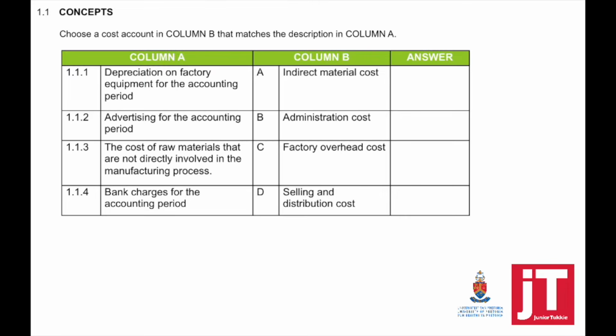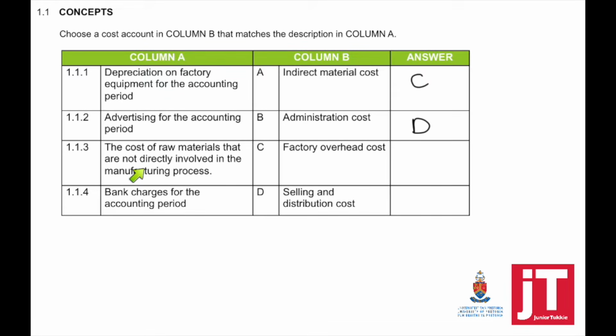Now, if we look at question 1.1, concepts: choose the cost account in column B that matches the description in column A. 1.1.1, depreciation on factory equipment for the accounting period, is number C. It forms part of my factory overhead cost. Question 1.1.2, advertising for the accounting period. This is number D. It forms part of my selling and distribution cost.